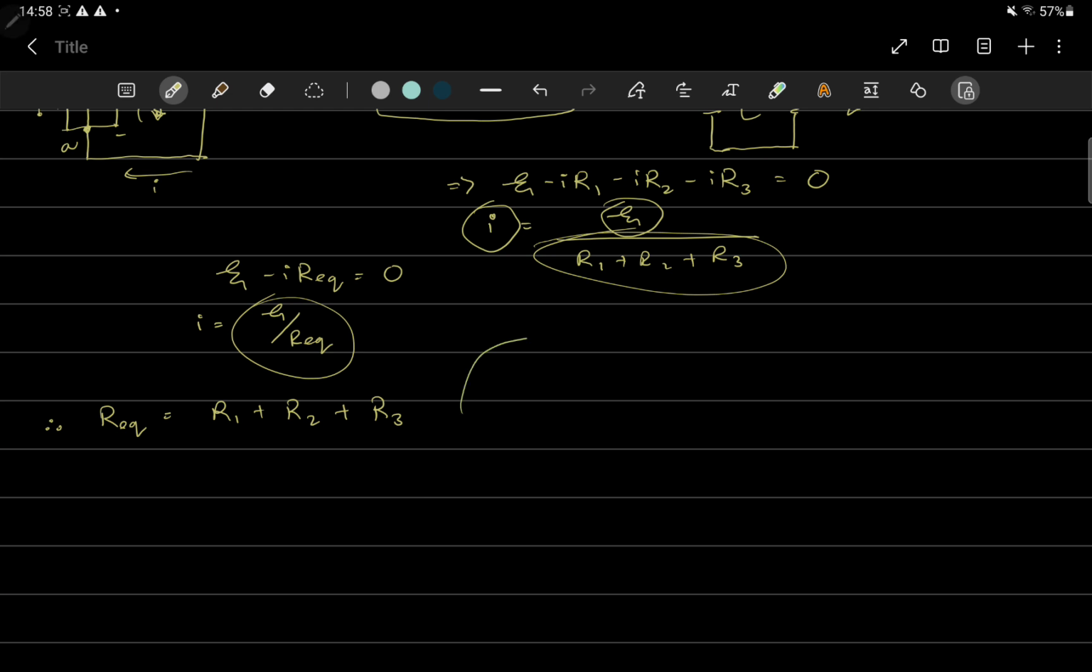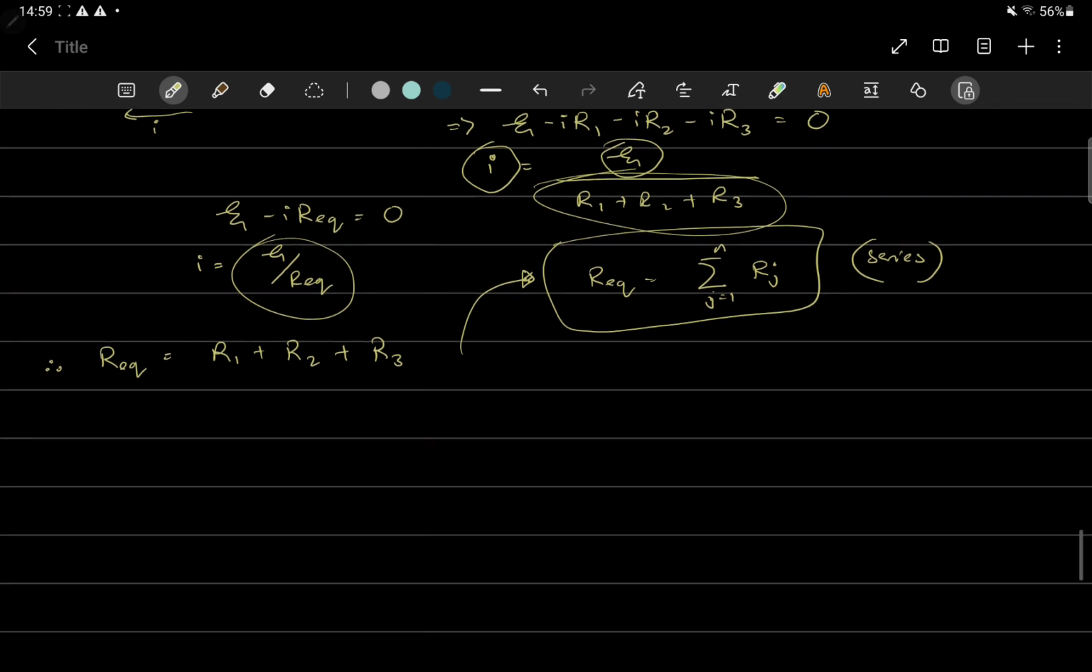So now you can consider as many resistors as you want, and in that case R equivalent will be just the summation over all of the resistances as such. And this is the relationship for a series circuit when you're considering only a single loop circuit like this.